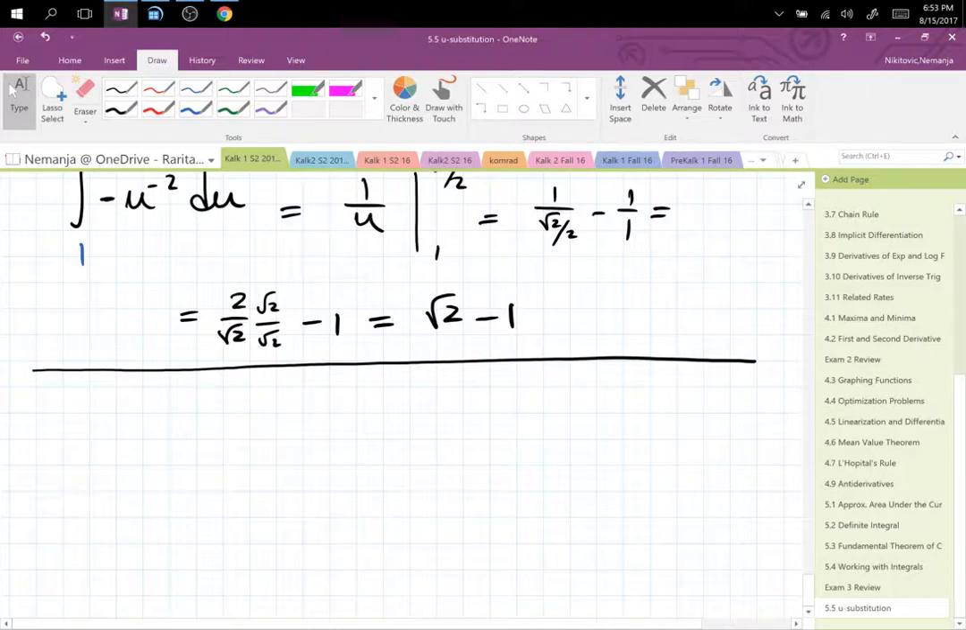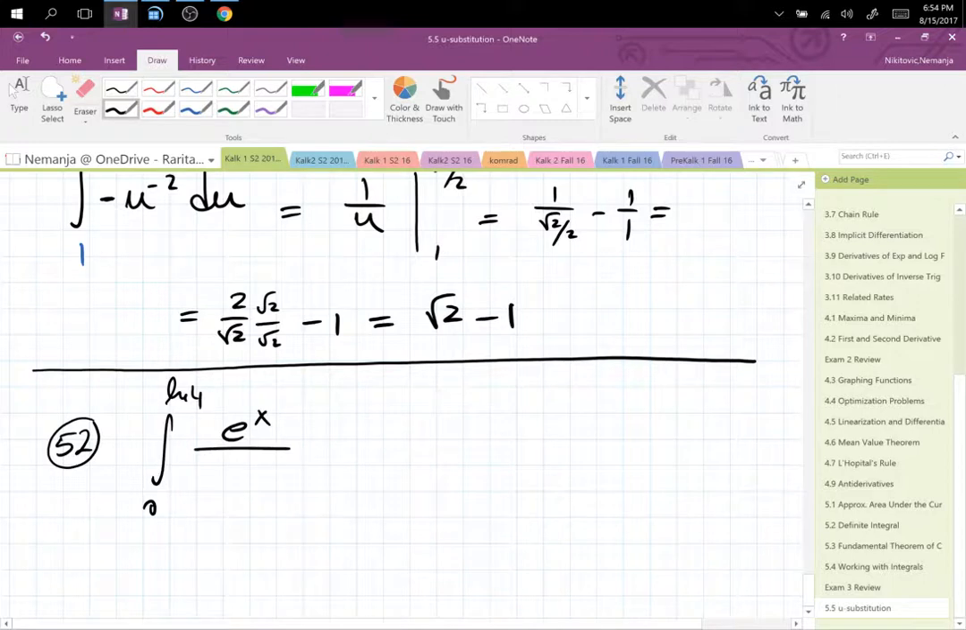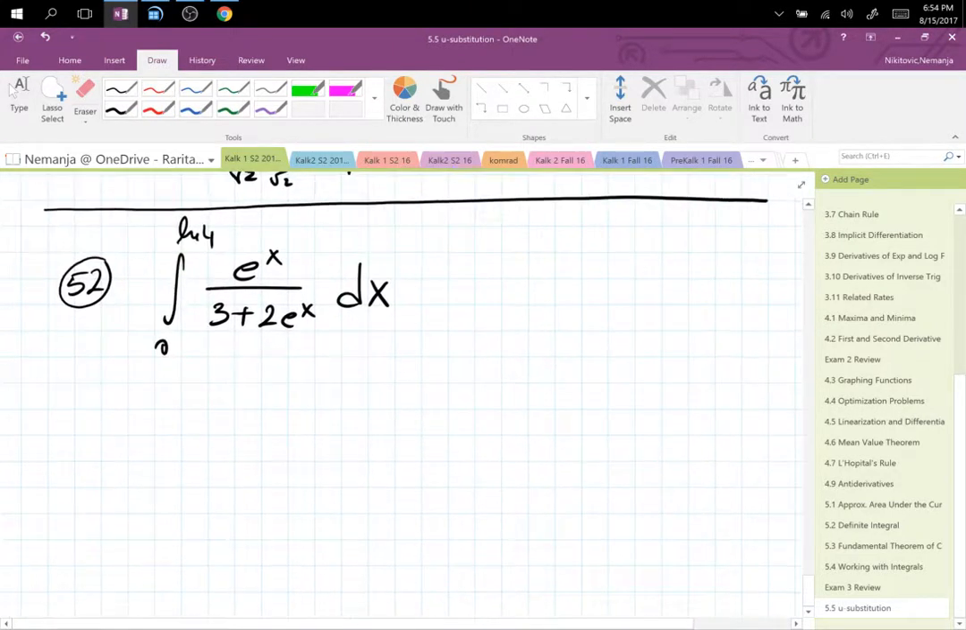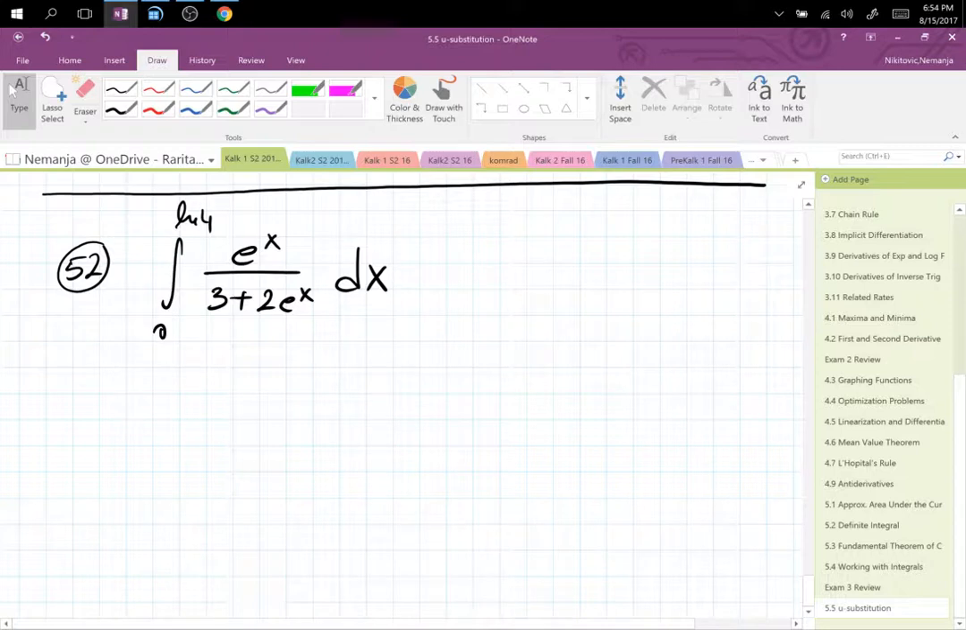This is problem 52. Let's see what you can do. The integral from 0 to ln 4 of e to the x divided by 3 plus 2e to the x dx. Guys, problems like this will be on a test in 2 days. What do we have over there? ln 4 is the upper limit, 0 to ln 4.